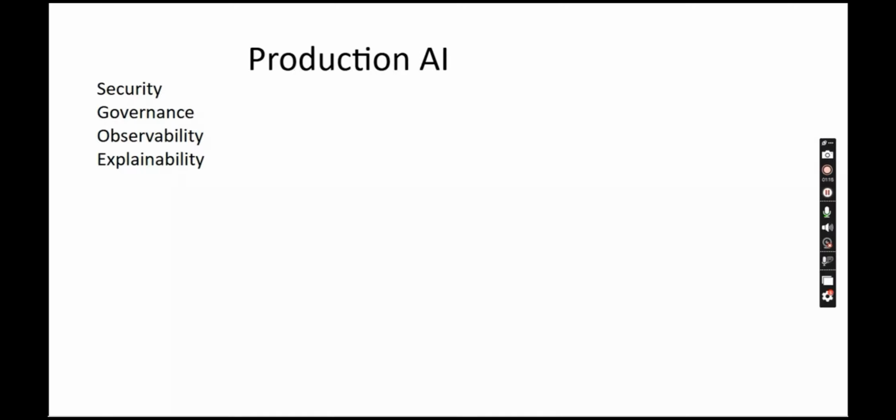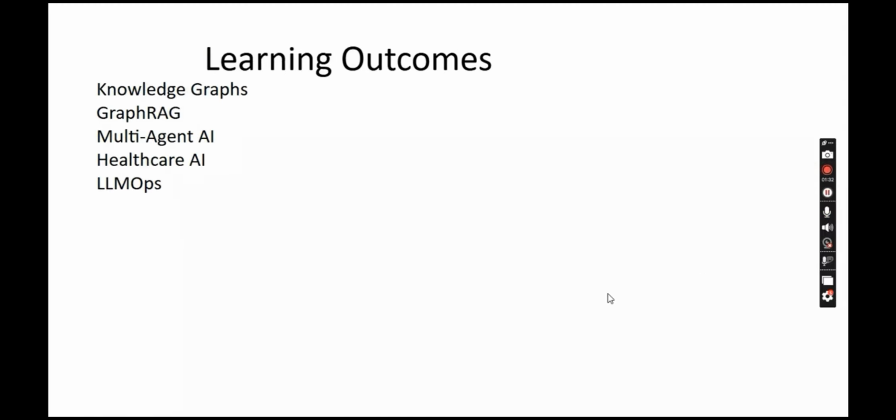By the end of this course, we won't just understand how to build an AI chatbot. We will understand how to design an intelligent enterprise AI platform capable of reasoning over enterprise knowledge, maintaining long-term state, collaborating through multiple specialized AI agents, integrating with enterprise systems, and supporting complex business workflows in a scalable and production-ready environment.